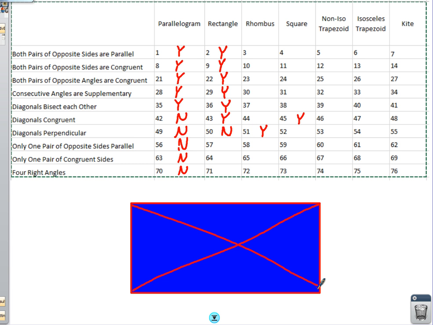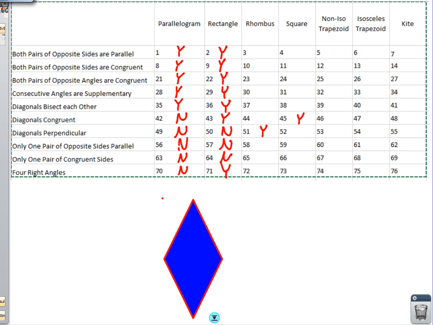Now, again, if you squeeze it together to create diagonals that were perpendicular, you'd actually have a different shape. There is a special rectangle where you do have diagonals that are perpendicular. Only one pair of opposite sides that are parallel. We know these are no, because up here we said there was two pairs. Four right angles, yes.